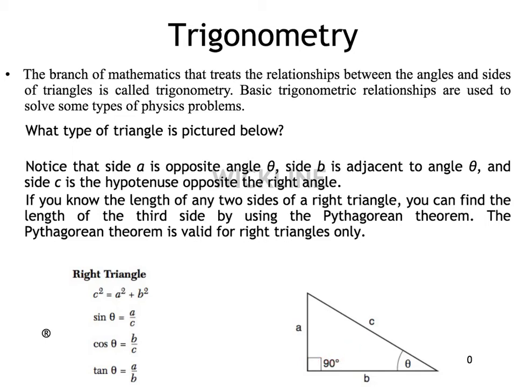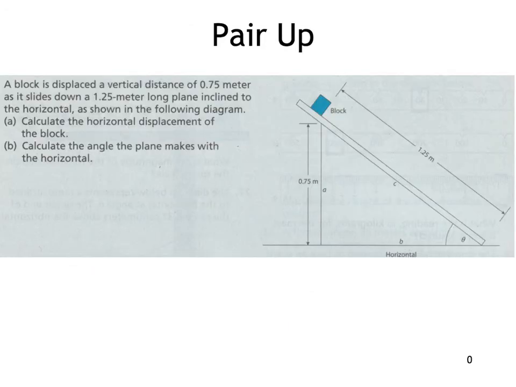If you know the length of any two sides of a right triangle, you can find the length of the third side without a lot of trouble just by using the Pythagorean theorem. You've probably been using that since you've taken any algebra. So the Pythagorean theorem, of course, is valid for right triangles only, but if you know two sides, you can find the third side by using this Pythagorean theorem. And if you know one side and an angle, then you can use any of these functions to figure out really basically anything else about the triangle. So we can put some of that into good use right now.